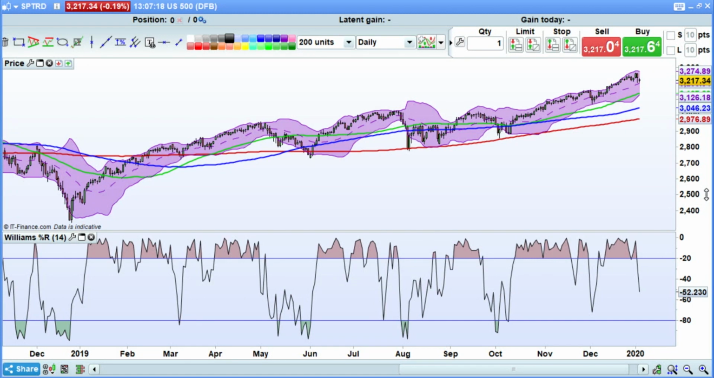Okay, well, the McClellan oscillator doesn't appear on Pro Real Time, which is what we're going to use now. So let's bring up a chart of the S&P 500 and look at the Williams %R. Explain your ideas through this chart here.